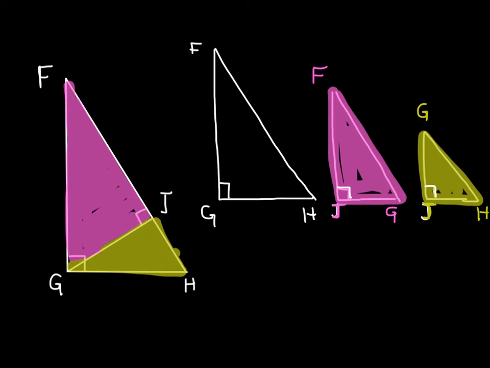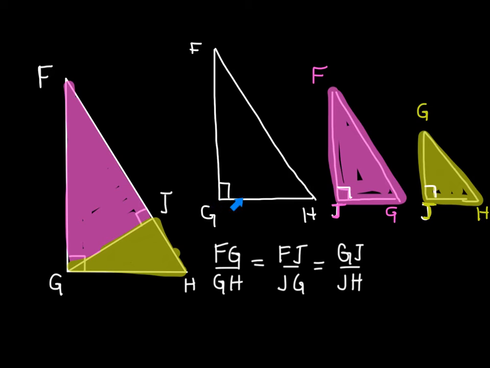So I know that FG over GH is proportional to FJ over JG, which is also proportional to GJ over JH. So what I just did was I put the tall over the short, the tall over the short, the tall over the short. Now there is another relationship that I could do.